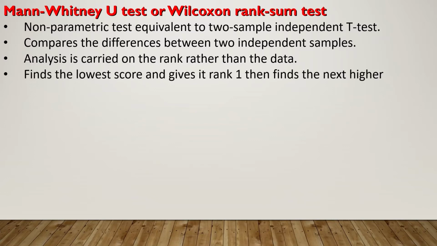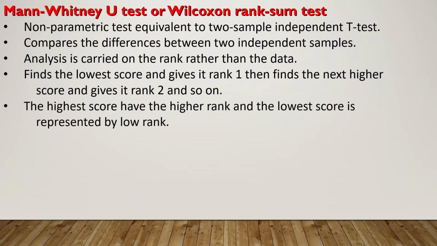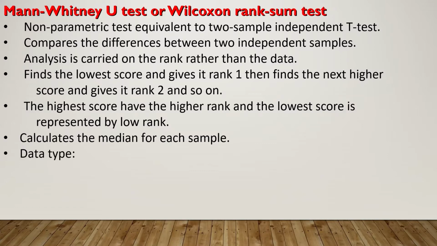The test finds the lowest score and gives it rank 1, then finds the next higher score and gives it rank 2, and so on. So put the data, sort the data in ranks. The highest score has the higher rank, and the lowest score is represented by a low rank. The test calculates the medians for each sample. In this test, only the medians are used and calculated.